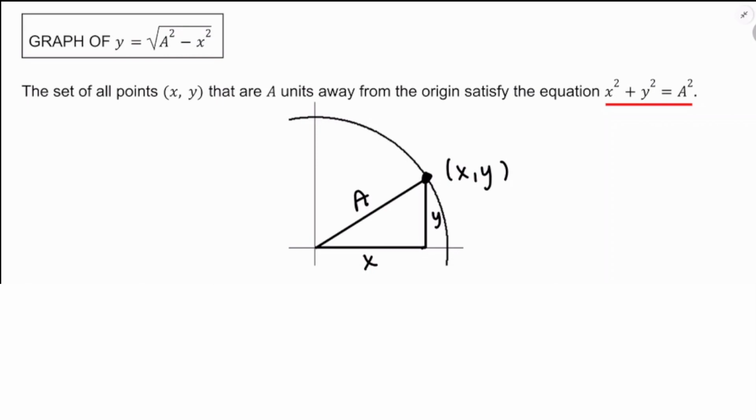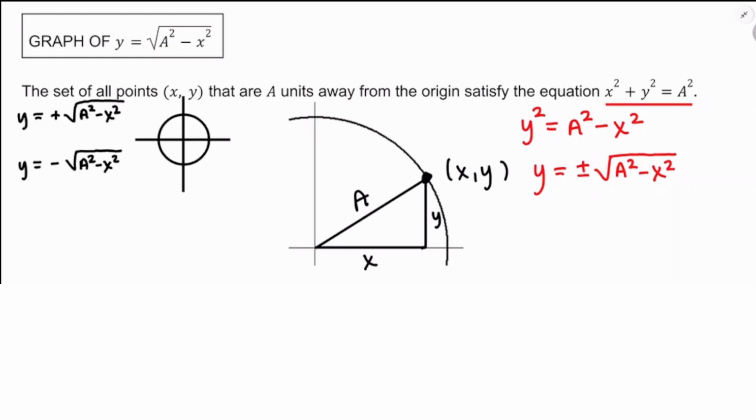Now, if we wanted to solve for y to get a y equals f of x sort of equation for this circle, we'd start by subtracting that x squared, and we get y squared equals a squared minus x squared. Then we would take the square root of both sides of the equation, and of course we would remember to throw that plus or minus in there, and we get y equals plus or minus the square root of a squared minus x squared.